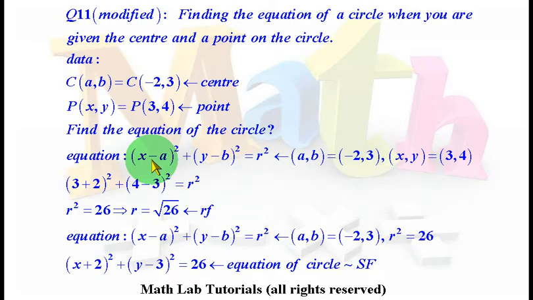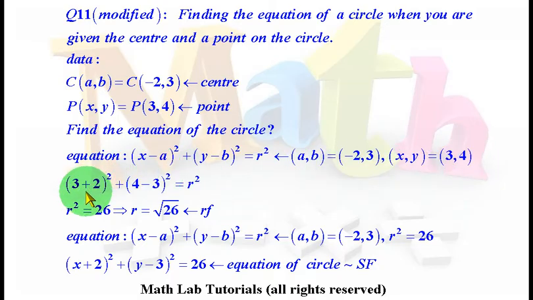Well, we know what the standard form for any circle is. It's (x minus a) all squared plus (y minus b) all squared equals r squared. And now all we have to do is substitute in the center. (a, b) is (minus 2, 3). And (x, y) is (3, 4) for the point.